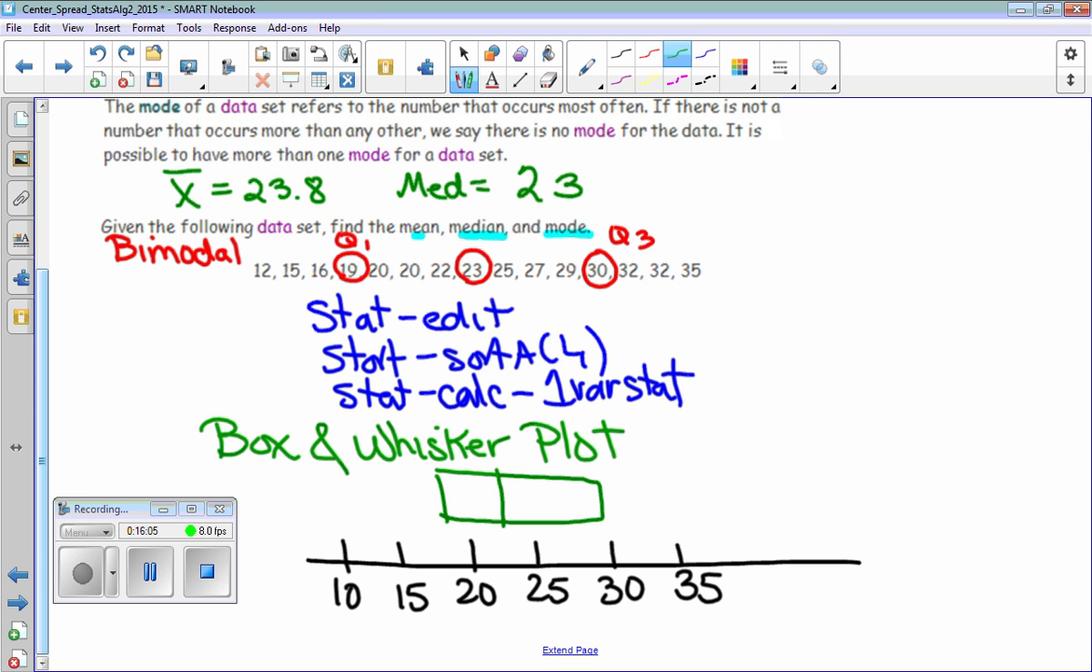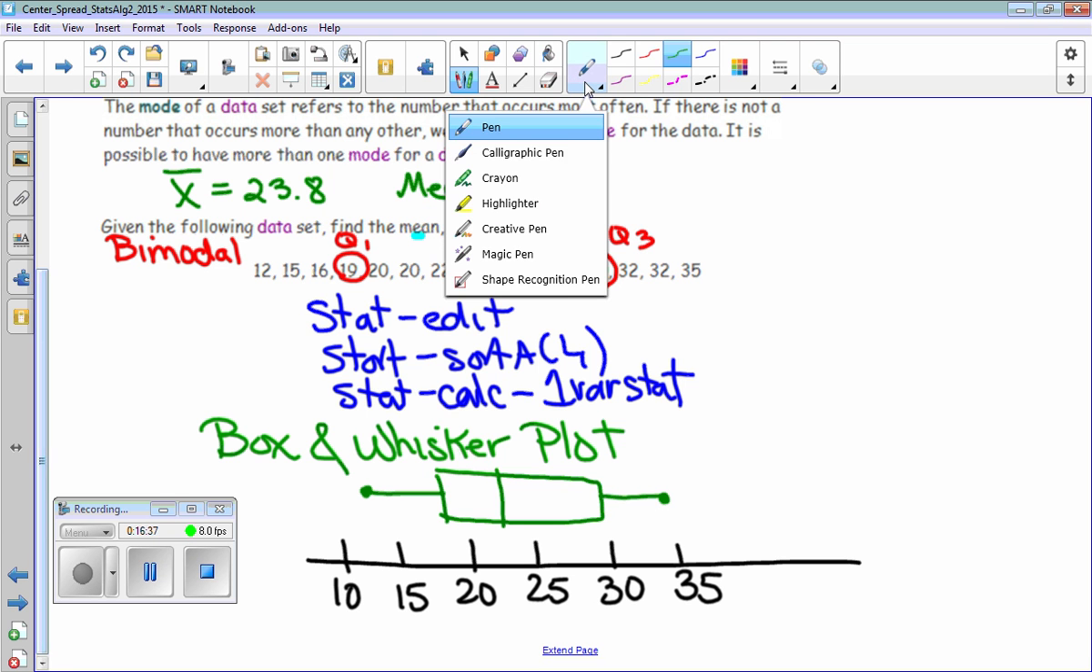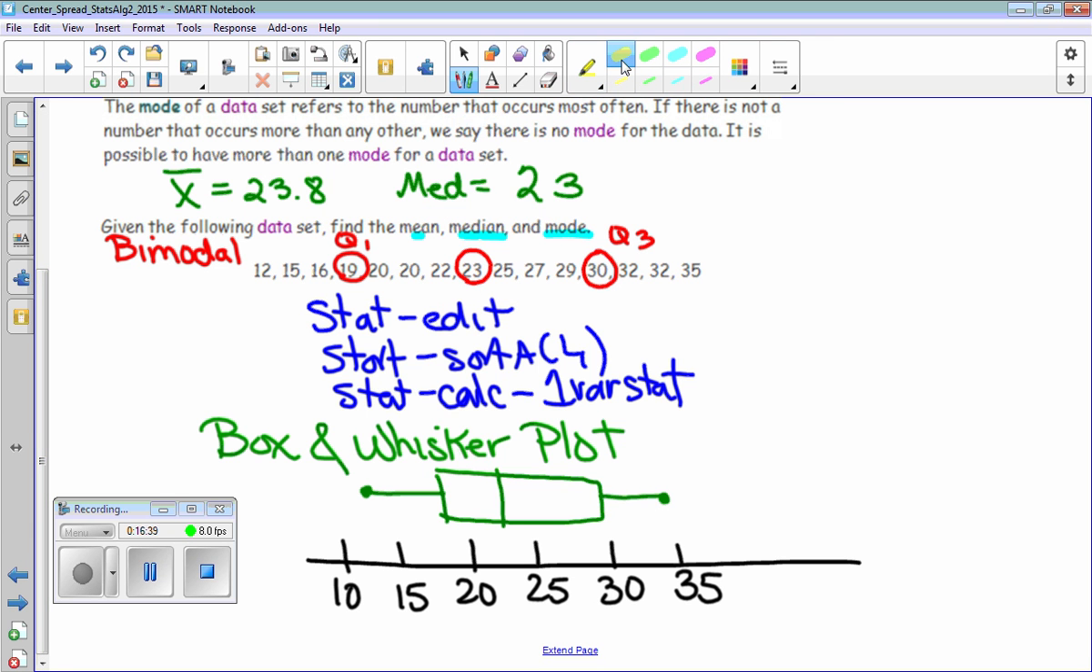Now I've created my box, but I also have whiskers. What do the whiskers represent? The minimum and the maximum values, they go to those values. So I have a maximum value at 35, so I have a whisker that goes out to that point. And my minimum value is at 12, and so I have a whisker that goes to that value. So the box and whisker plot shows the quartiles. Okay, it shows some information.